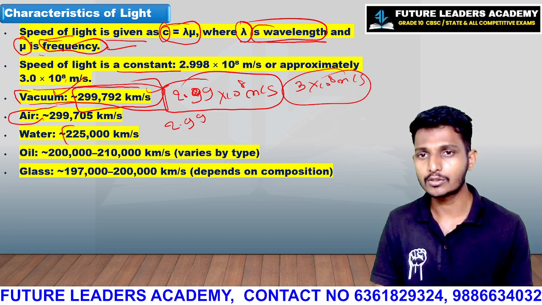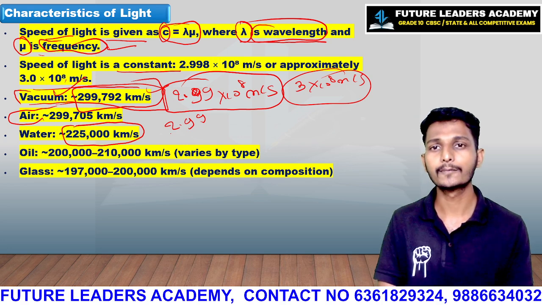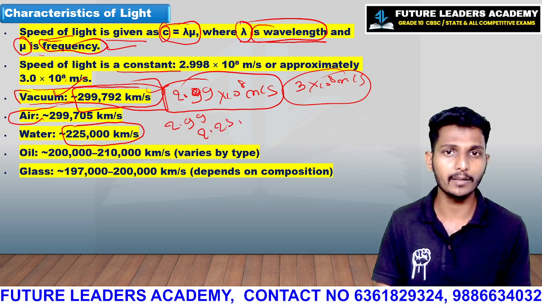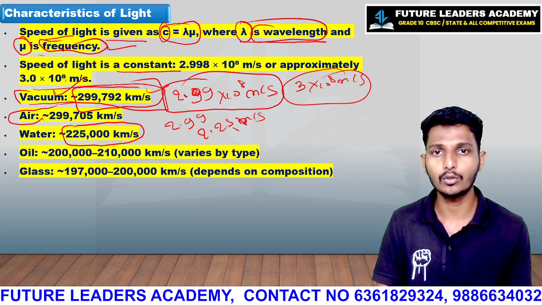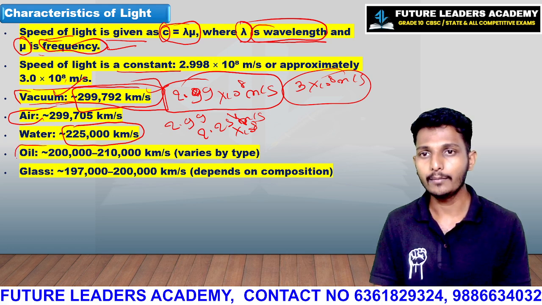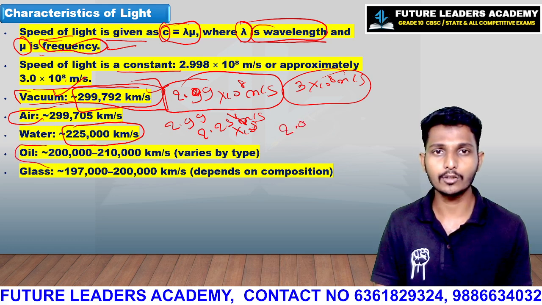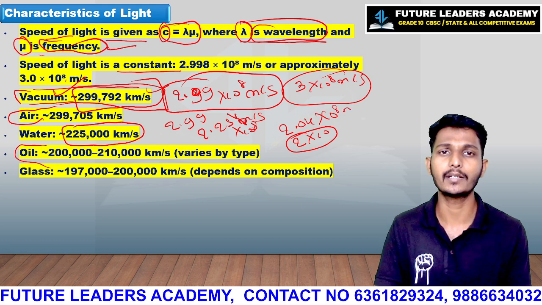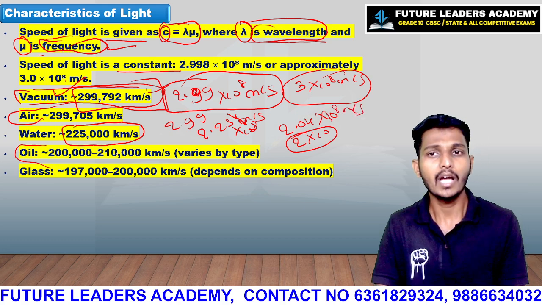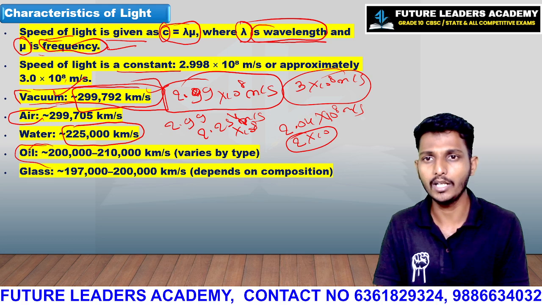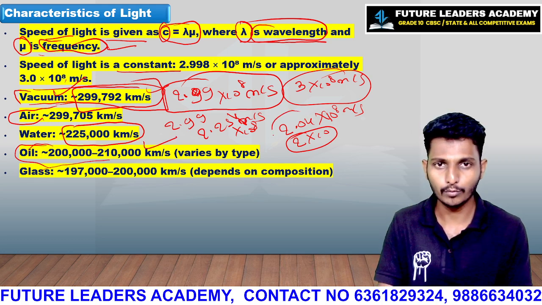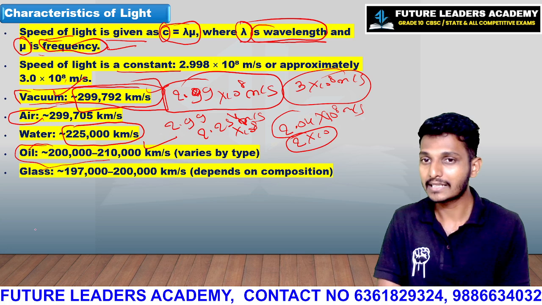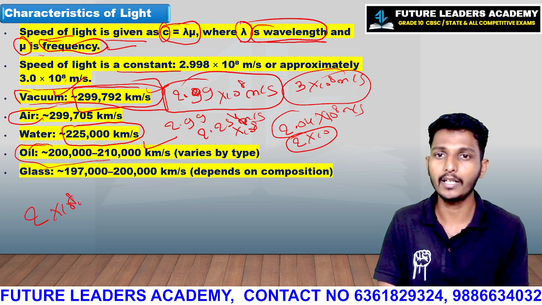So in water, that is 225,000 kilometer per second, or 2.25 into 10 to the power 8 meter per second. The 10 to the power 8 has to be mentioned here. Then the oil medium, it is 2.04 into 10 to the power 8 meter per second. In oil, this is the correct one, 2.04, we can consider. Then glass, it is 2 into 10 to the power 8 meter per second.